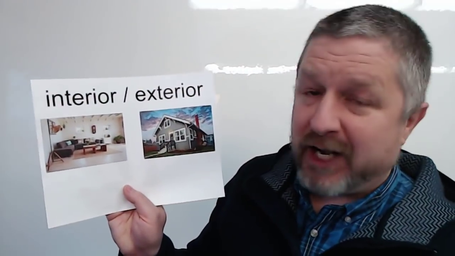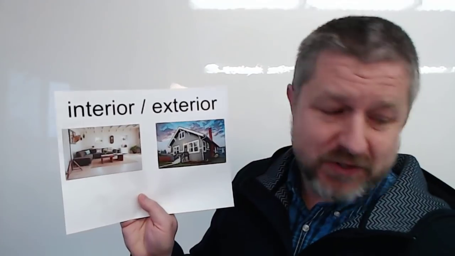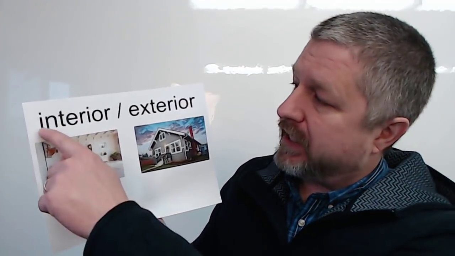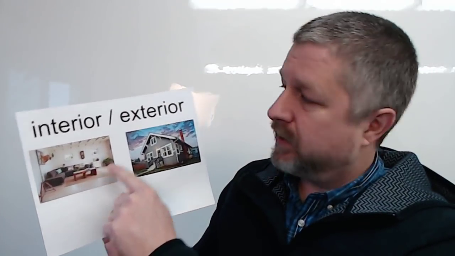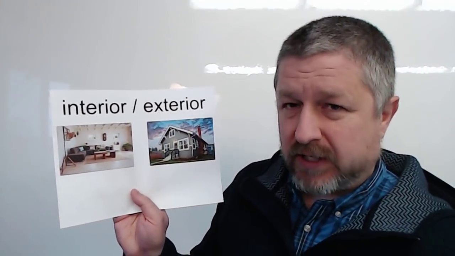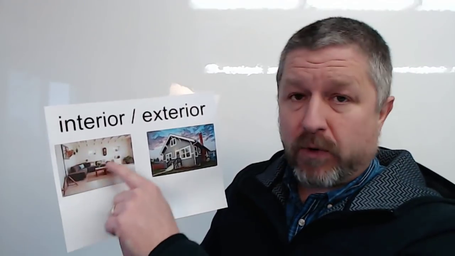Did you think they were all going to be easy? Because these are words we use a lot, like import and export. We use those words regularly. Interior and exterior. So interior is the inside of a building or house. Exterior is the outside.